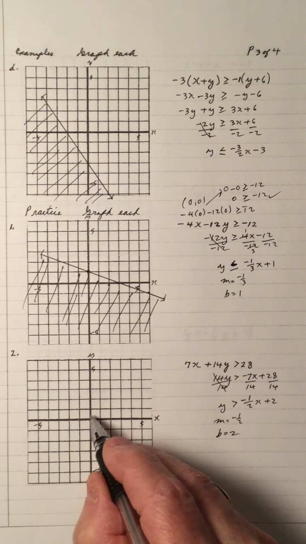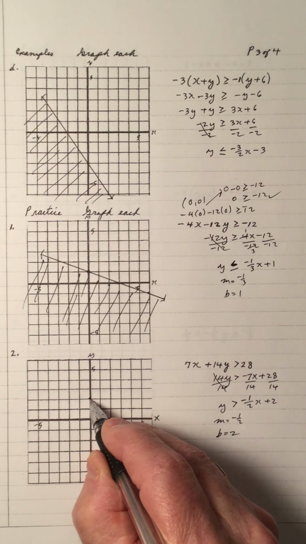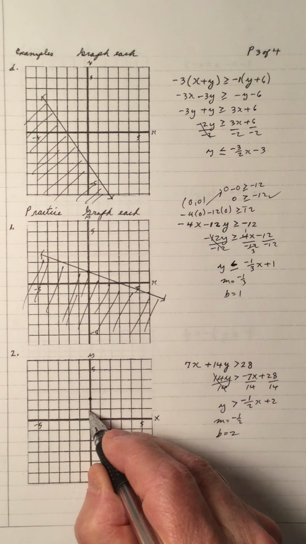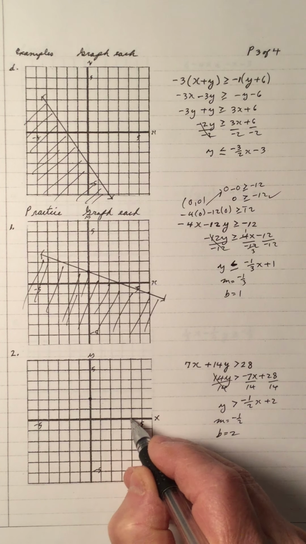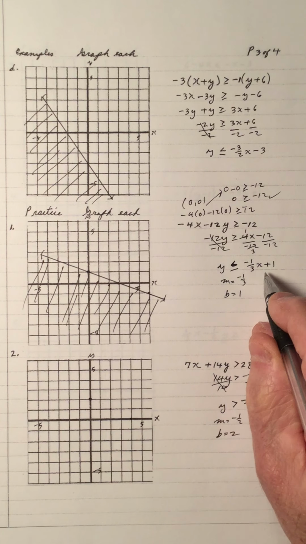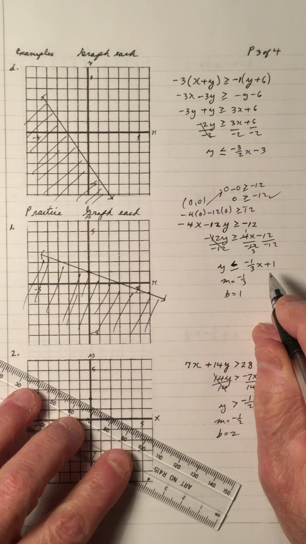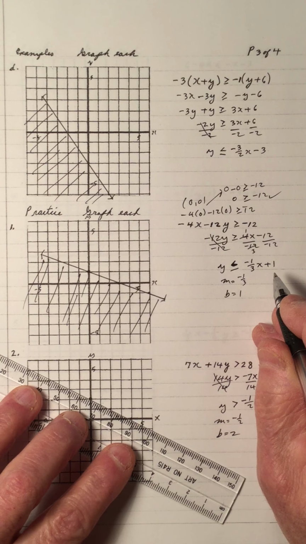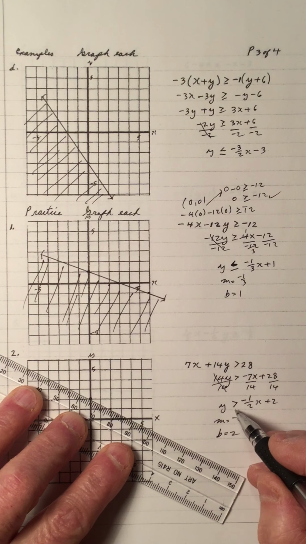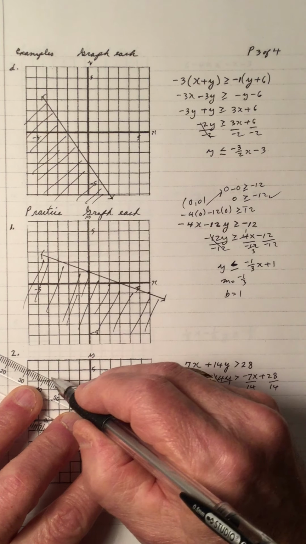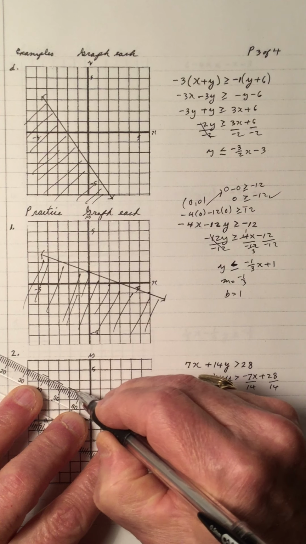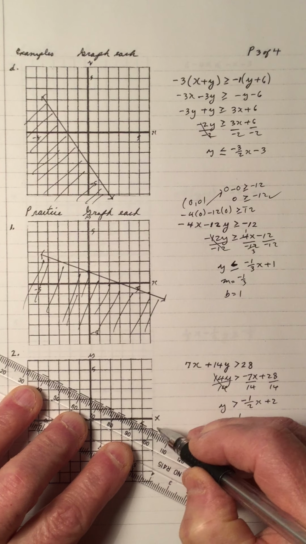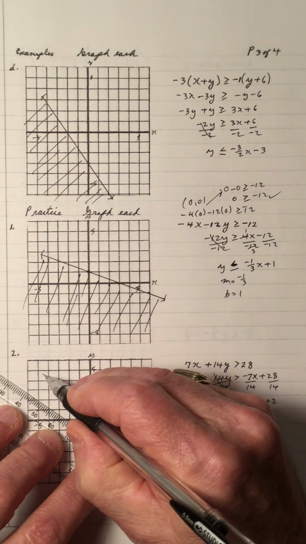So we plot the y-intercept of 2, 0, 1, 2, right there. And the slope is down 1, right 2. Down 1, right 2. So we'll draw the line, get ready to draw the boundary line. Here it comes. So those 3 points. And the boundary line, there's no equal sign, so the boundary line is broken. The boundary line is not included in this set of numbers that satisfy the inequality. There we go.